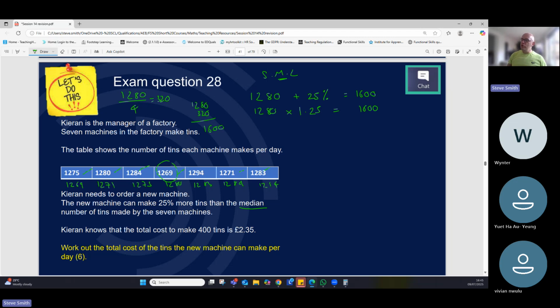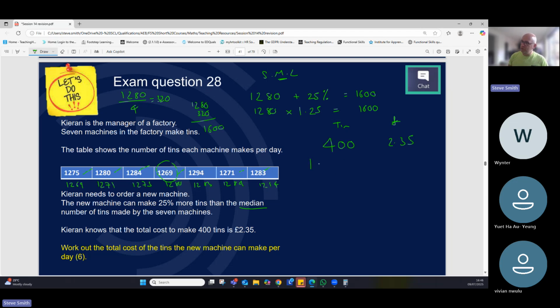So we now know that this new machine is going to spit out 1,600 tins a day. The new machine can make more tins than the median number of machines. Kieran knows that the total cost to make 400 tins is £2.35. Work out a total cost of tins with the new machine. So this is where it turns from a median to a percentage to a direct proportion question.